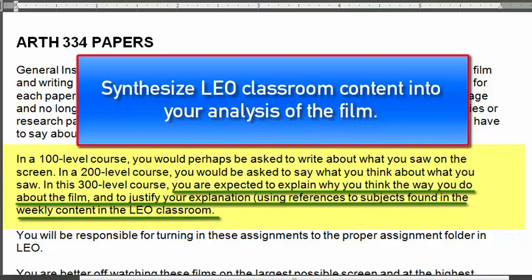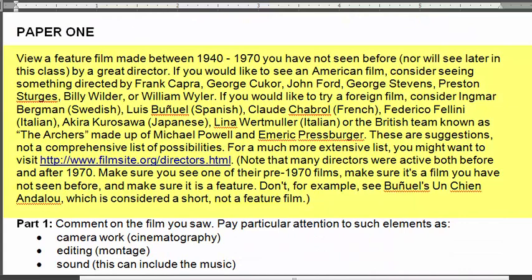Now let's look at the particular directions for this paper number one. View a feature film made between 1940 and 1970 that you have not seen before, nor will see later in this class, by a quote, great director. If you would like to see an American film, consider seeing something directed by Capra, Cukor, Ford, Stevens, Preston Sturges, Billy Wilder, or William Wyler. If you like to try a foreign film, consider Ingmar Bergman, Luis Buñuel, Claude Chabrol, Federico Fellini, Akira Kurosawa, Lina Wertmüller, or the British team known as the Archers, made up of Michael Powell and Emeric Pressburger.